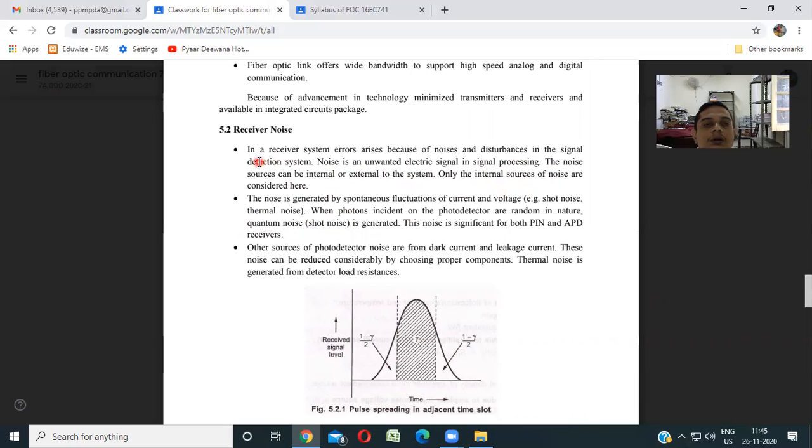And in a receiver system, the error arises because of the noises and disturbances in the signal detection system. Here you can see the noise is an unwanted electrical signal. The other sources of photodetector noise are dark current. Already explained about the dark current and leakage current. With this, we have the symbol interference.